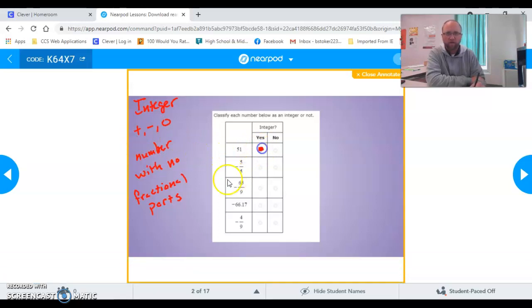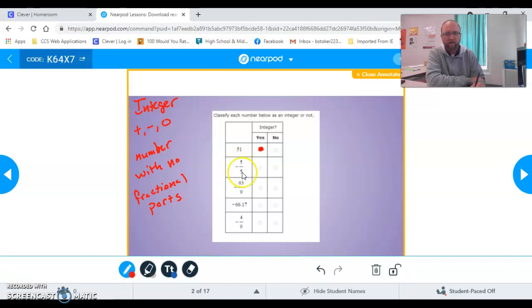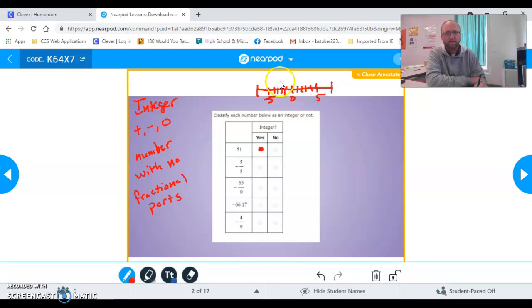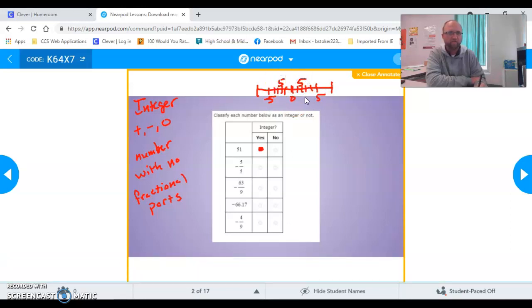Yes, it is. This next one, negative 5 divided by 5, is a little confusing. A lot of times people see a fraction and they automatically assume it's not an integer. But remember, we're just talking about the absolute value, the distance from 0. Looking at 0, you have 1, 2, 3, 4, 5 to negative 5, and 1, 2, 3, 4, 5 to 5. See how this is 5 units from 0 and that's 5 units from 0?